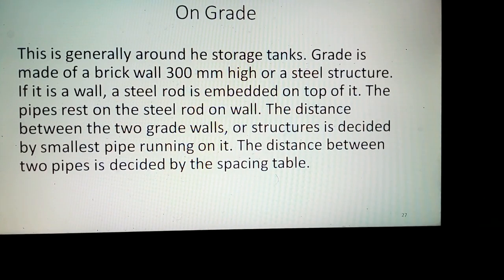On grade, this is generally around the storage tanks. Grade is made of a brick wall 300 millimeters high or a steel structure. If it is a wall, the steel rod is embedded on top of it. The pipes rest on the steel rod on wall. The distance between the two grade walls or structures is decided by smallest pipe running on it. The distance between two pipes is decided by the spacing table.